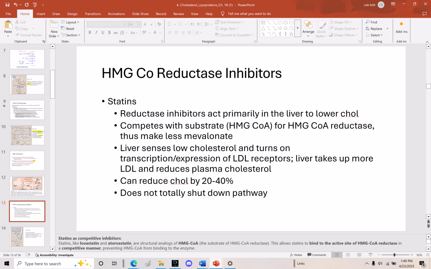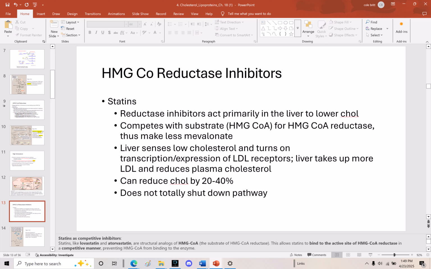Remember I told you what the function of LDL receptors are. Essentially when you have LDL in the blood floating around, you have cells out here that have an LDL receptor and they will take in LDL. And so the liver is going to take in LDL, and that way you can actually reduce cholesterol even more. So I'm saying that statins work in two ways.